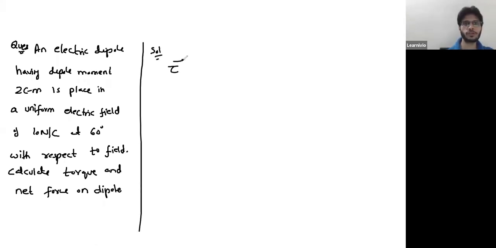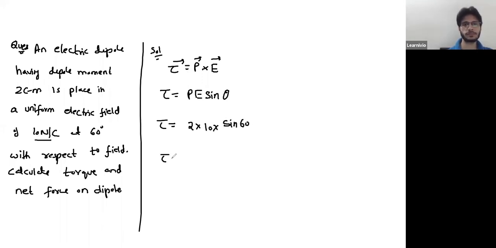See, the expression of torque is just P cross E. So the torque is PE sine theta. Keep on substituting the values. P is 2, electric field is 10, multiplied by sine 60. So that's 20 into sine 60, which is root 3 by 2. This 2 will cancel this 2, so that is 10 root 3 Newton meter.